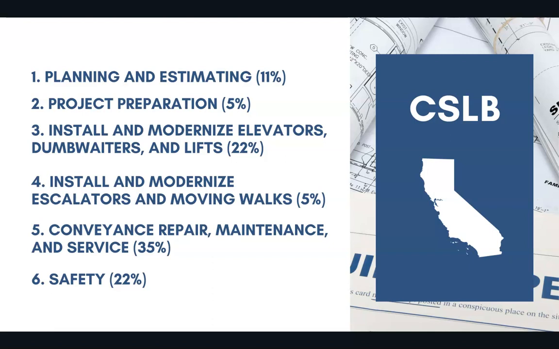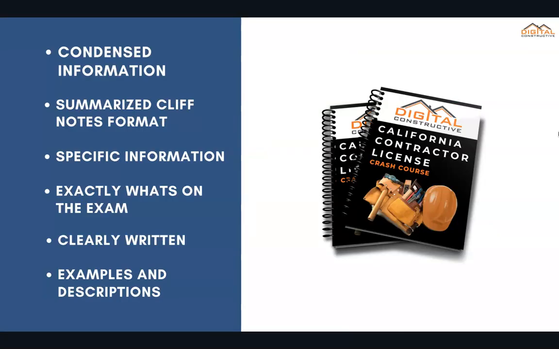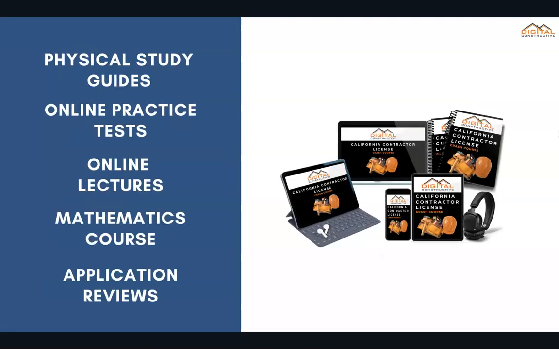So you really want to make sure that you are looking at the most accurate questions. You've got the most condensed information possible in a summarized Cliff Note format with the most specific information covered on the exam in a clearly written way with examples and descriptions. This is exactly what we've done with our course. We have physical study guides or ebooks. You get online practice tests, online lectures, mathematics reviews, and then we'll also make sure your application is reviewed before you send it off to the CSLB so it doesn't get rejected for mistakes.